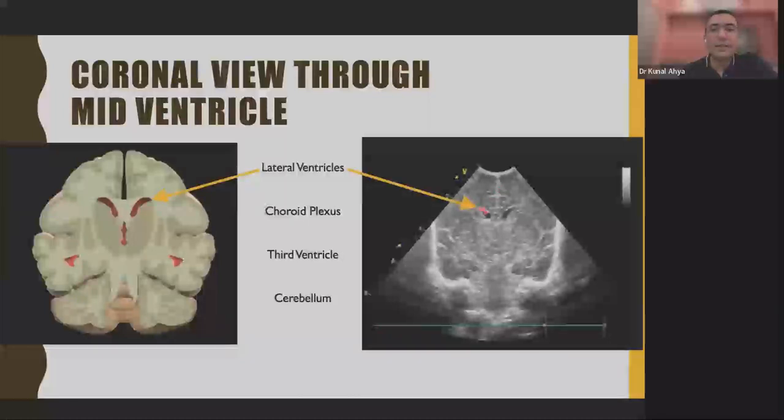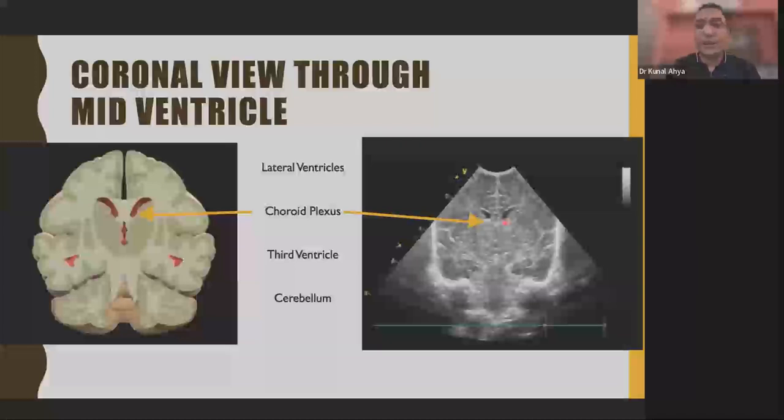What are these structures? This is the lateral ventricles. Now you can see that there is some third ventricle you will be able to delineate here, but you can see some bright dots also appearing over here. So what is this structure? This is the choroid plexus. Here you see two bright dots. Sometimes you might mistake this for intraventricular hemorrhage also.